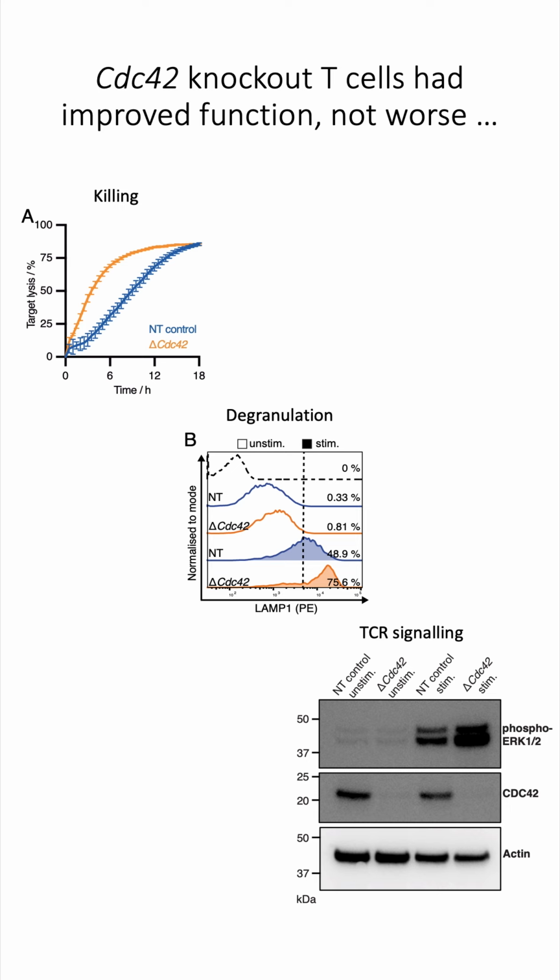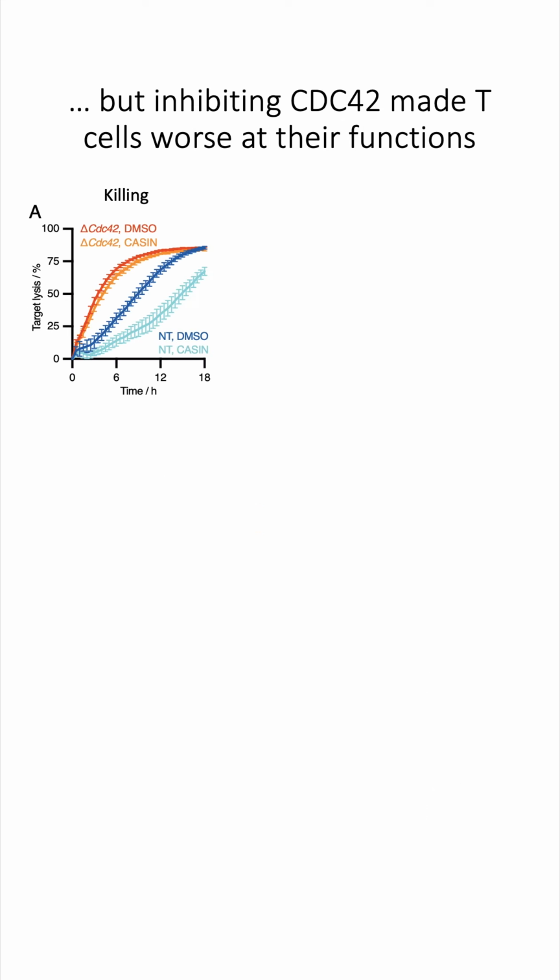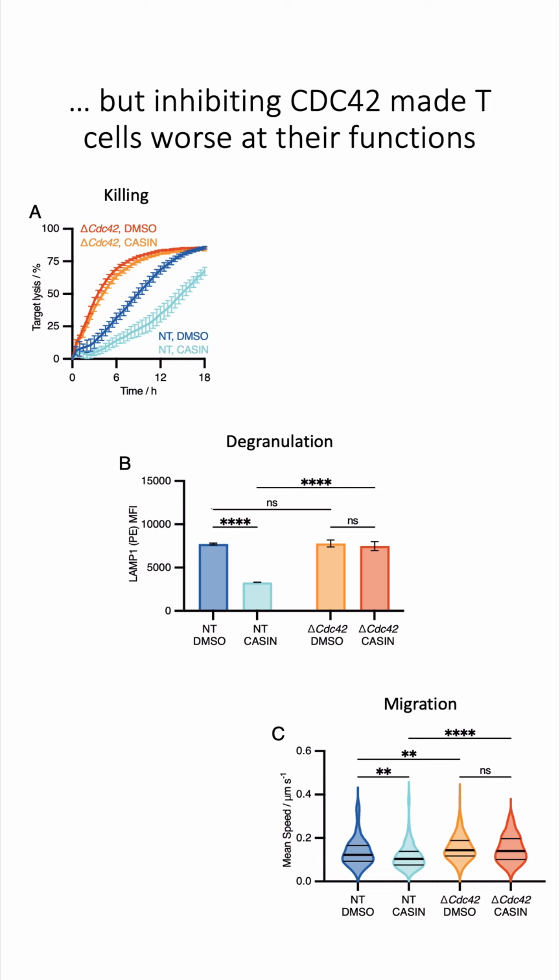However, when using a chemical inhibitor of Cdc42, which we showed was highly specific, we found that the cells were worse at performing their job, which was more in line with what we had originally hypothesized.